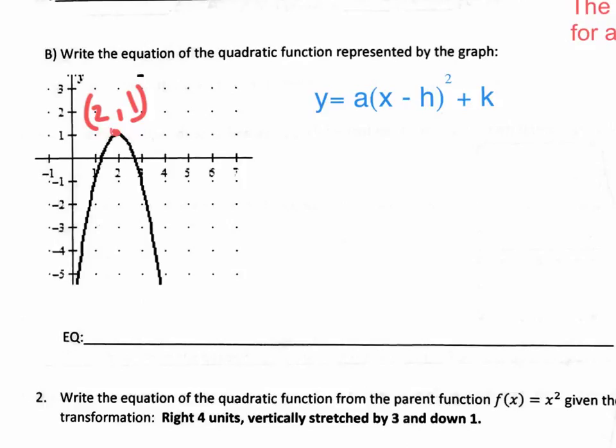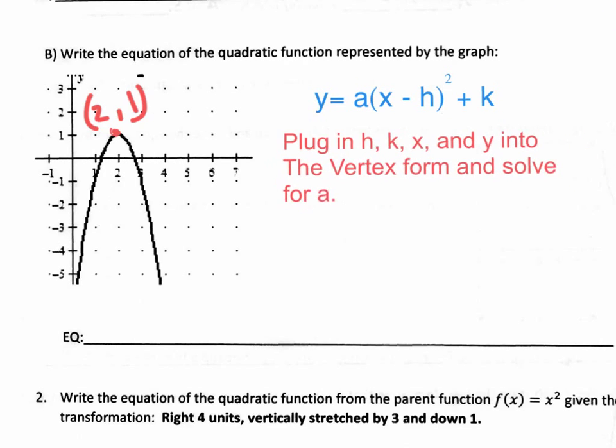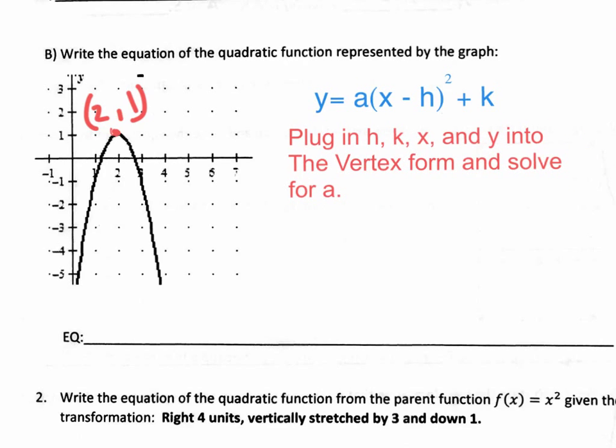In order to write a vertex form equation, you need the a value, the h value, and the k value. You need the a, you need the h, and you need the k in order to write your vertex form equation. So what are we going to do? We're going to plug in h, k, x, and y into the vertex form to solve for a. So it's obvious that h is right here, k is right here. Where am I going to get an x and a y value from? We're going to get another point from the parabola.